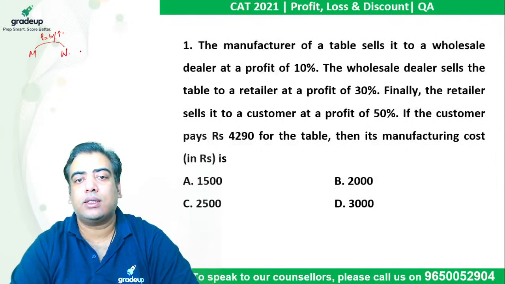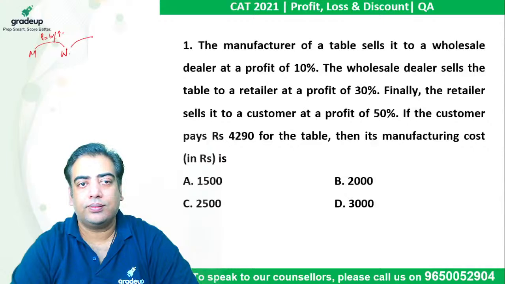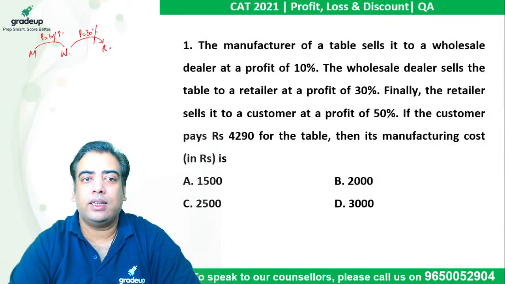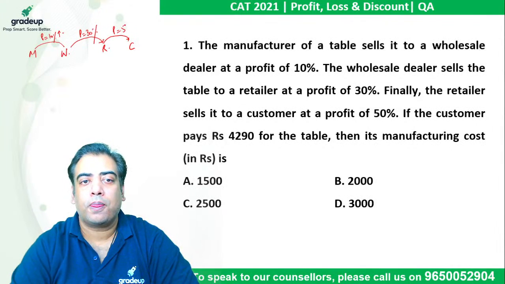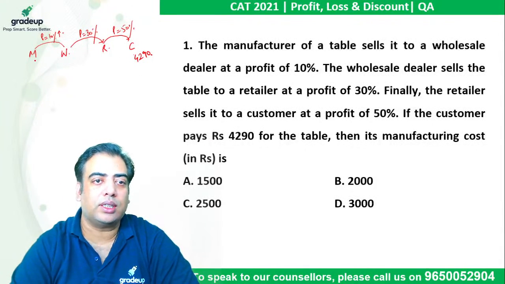The wholesaler sells the table to a retailer at a profit of 30%. Finally, the retailer sells it to a customer at a profit of 50%. If the customer pays rupee 4290 for the table, then its manufacturing cost is.